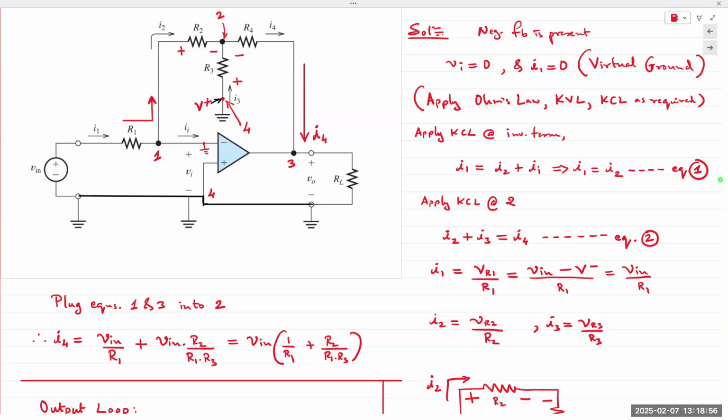Again, I1 from Ohm's law is VR1 over R1. And VR1 we can describe as the difference in the two node voltages, V in and V minus. And because V minus is 0 volts from virtual ground, I can write I1 is equal to V in over R1.